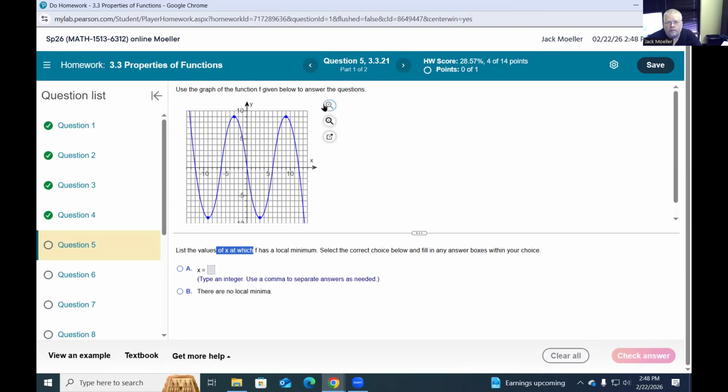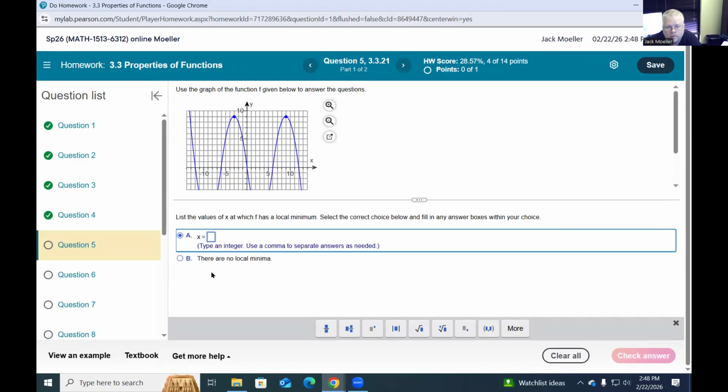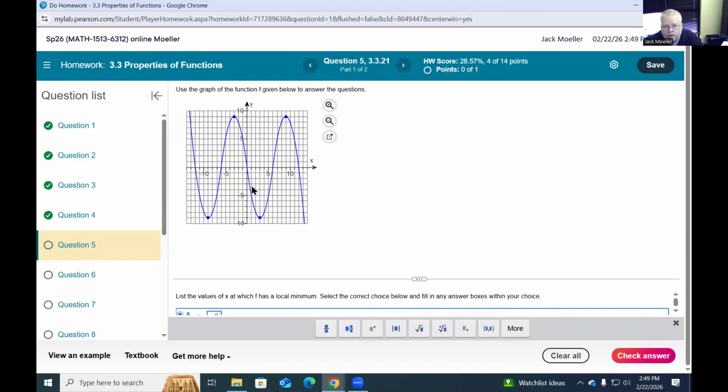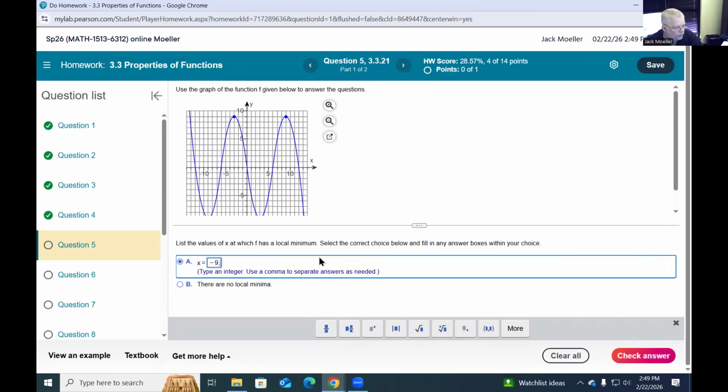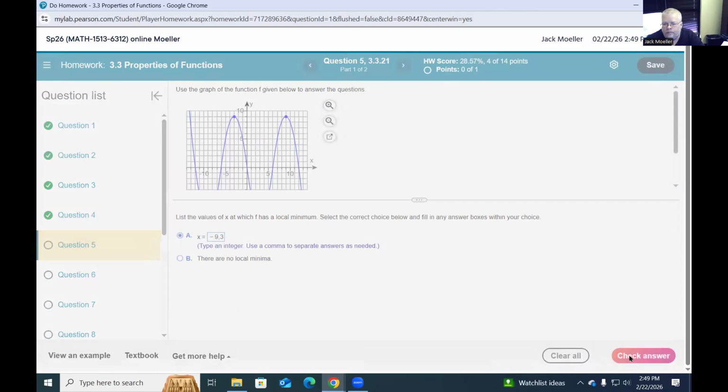Now this is where I thought my graphs were small. These are still kind of small, so here's where, is that -10 or is that -5? So 1, 2, 3, 4, 5, 6, 7, 8. That's 9. So that's -9. And then use a comma to separate the answers. So we have another valley. And so what is the x of the other valley? That would be 1, 2, 3. Here we go.